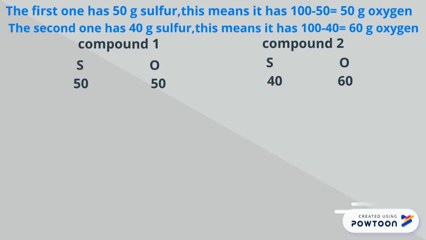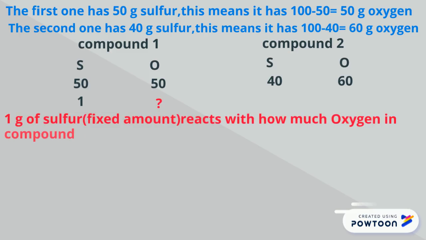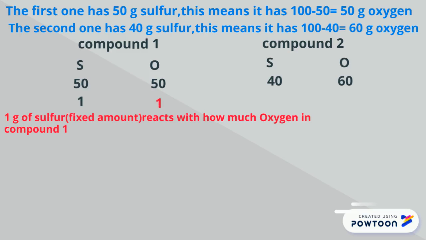Now we need to find the amount of oxygen which reacts with a fixed amount of sulfur. Let's say 1 gram of sulfur reacts with how much oxygen in compound 1? By cross multiplication, it equals 1 multiplied by 50 divided by 50, equal to 1. In order to find the ratio, we have to find how much oxygen will react with the same amount of sulfur in compound 2, which is 1 gram.